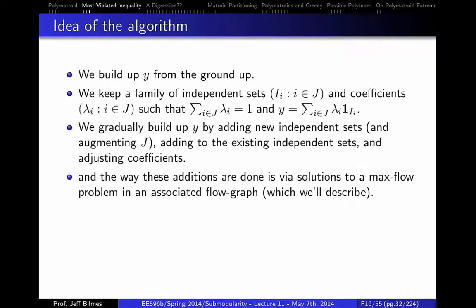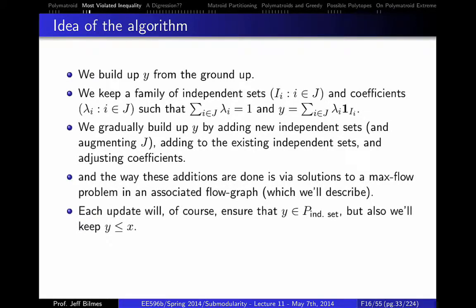Each one of these additions is done using a simple max flow algorithm in an associated graph. So we're still going to use max flow as a subroutine, but we're going to build a data structure in some sense from properties of the submodular function, or the matroid function in particular. We're going to build a data structure and run it multiple times. It's interesting that max flow and min cut is a special case of submodular function minimization. So we're going to use this special case and call it a polynomial number of times.